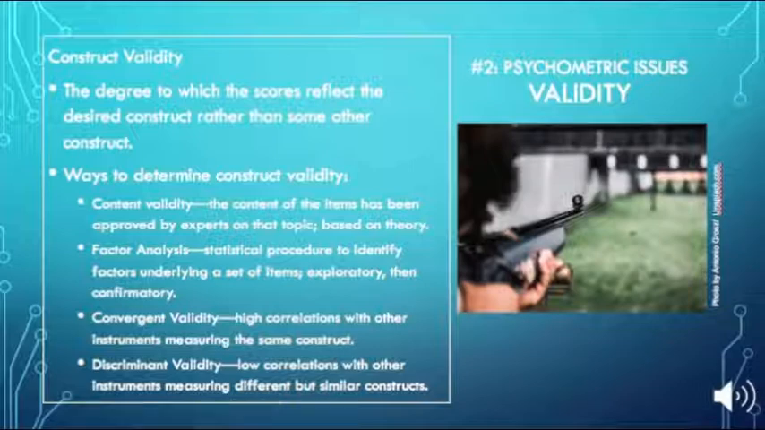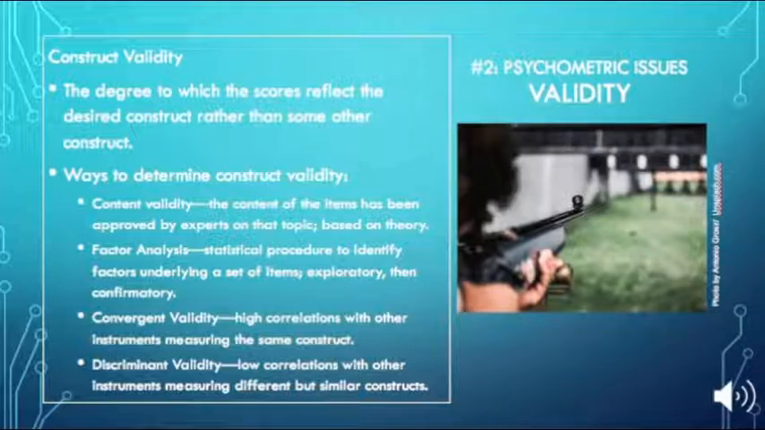The second psychometric issue you should consider is validity. There are many different types of validity, but for the dependent variable, the most important type is construct validity. Construct validity is the degree to which the scores reflect the desired construct and not some other construct or combination thereof. Are you actually hitting the target you are aiming at, or are you hitting a different target, or are you hitting multiple targets? The way to determine construct validity is to look at how the instrument was created.